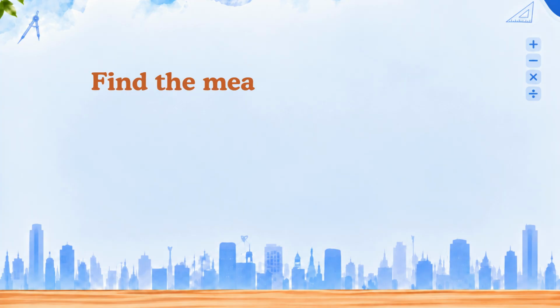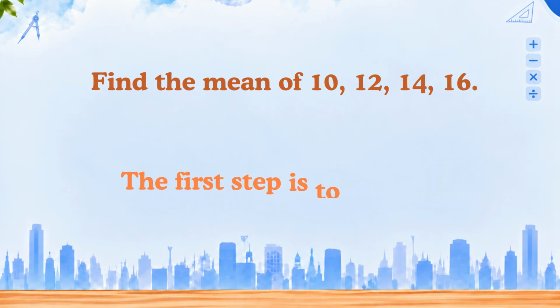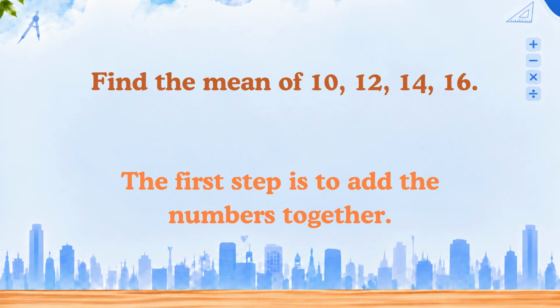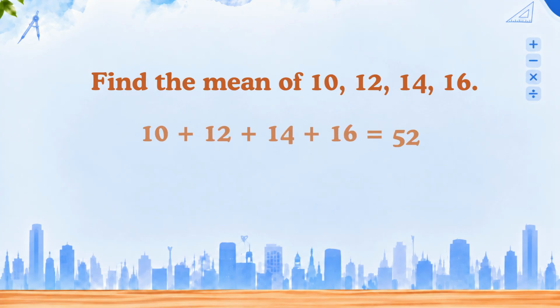Find the mean of 10, 12, 14, 16. Pause the video and have a go at this one. Okay. So, the first step is to add the numbers together. So, 10 plus 12 plus 14 plus 16 equals 52.